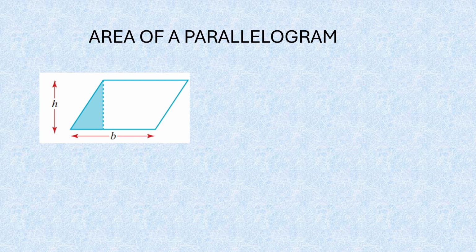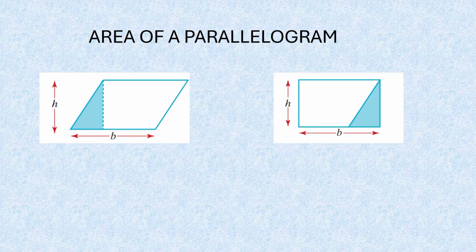Now, we can also rearrange this parallelogram into a rectangle. If we rearrange this parallelogram into a rectangle, we have just tilted it, shifted it, and made it into a rectangle. So you'll obtain a figure something like this. This is your base and this is your height.